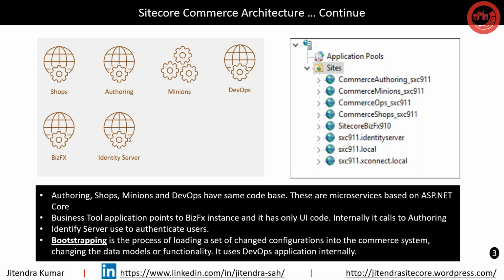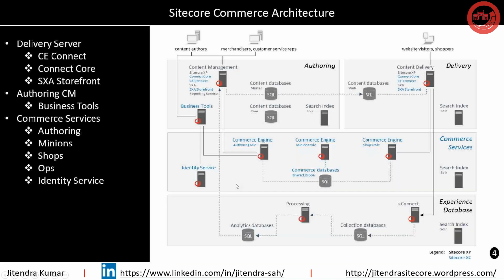You are already aware of the identity server. That is used for authentication only. So Bootstrap is here, and we'll talk a little bit about the Bootstrap in maybe the next slides. So here you can see how Sitecore Commerce and Sitecore Connect work internally.